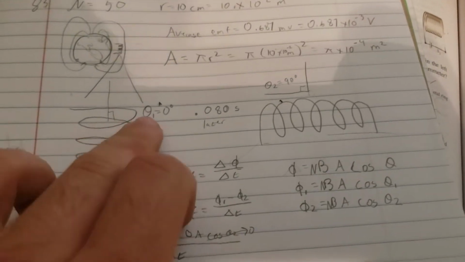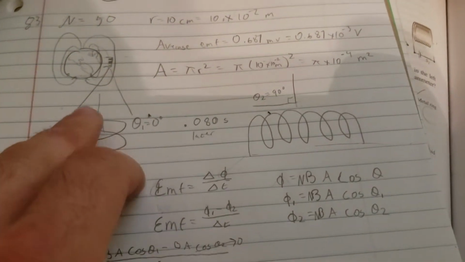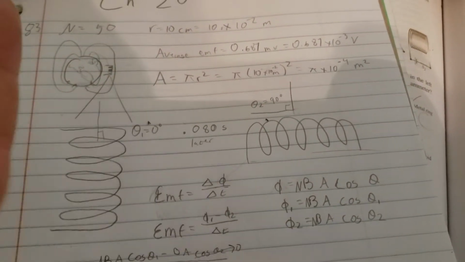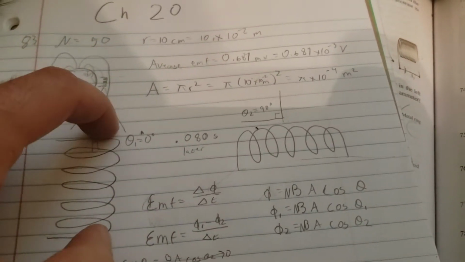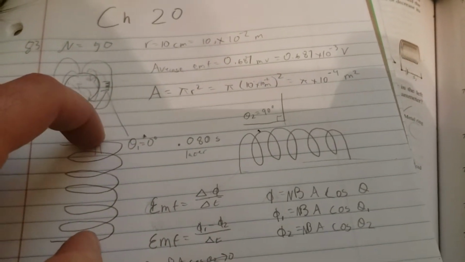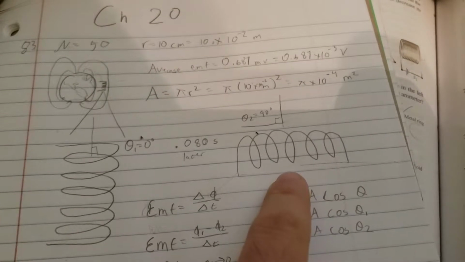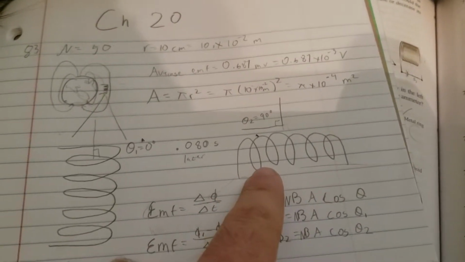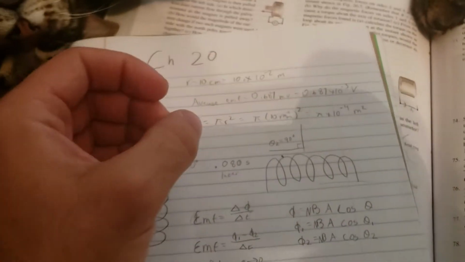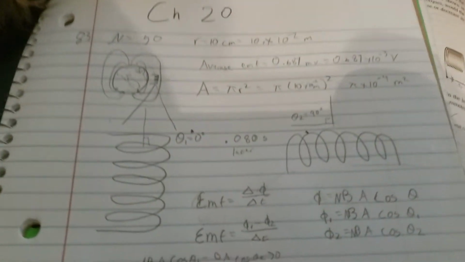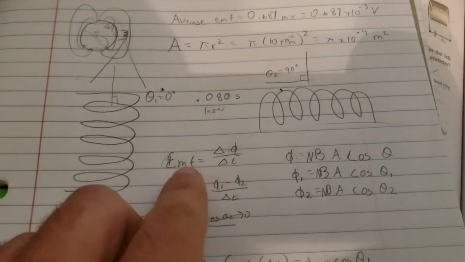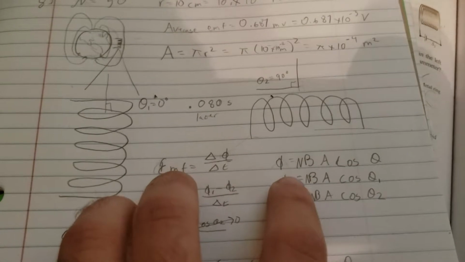All right, so theta 1 is 0 degrees. That's the angle between the field and the direction of the coil. Theta 2 is going to be 90 degrees. So basically, you're just taking the coil and going like that.